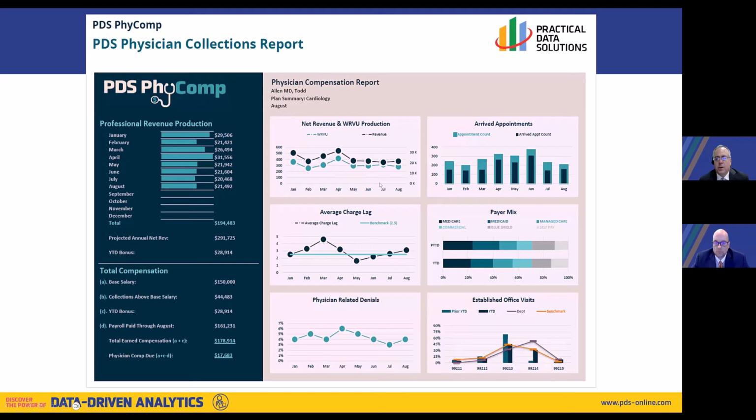But of course, we're still showing RVUs or revenue production, things like charge lag, payer mix, et cetera, helping understand even, of course, those E&M codes, as we were just talking about, helping the physician understand what the supporting metrics are that might be impacting their ability to drive revenue.